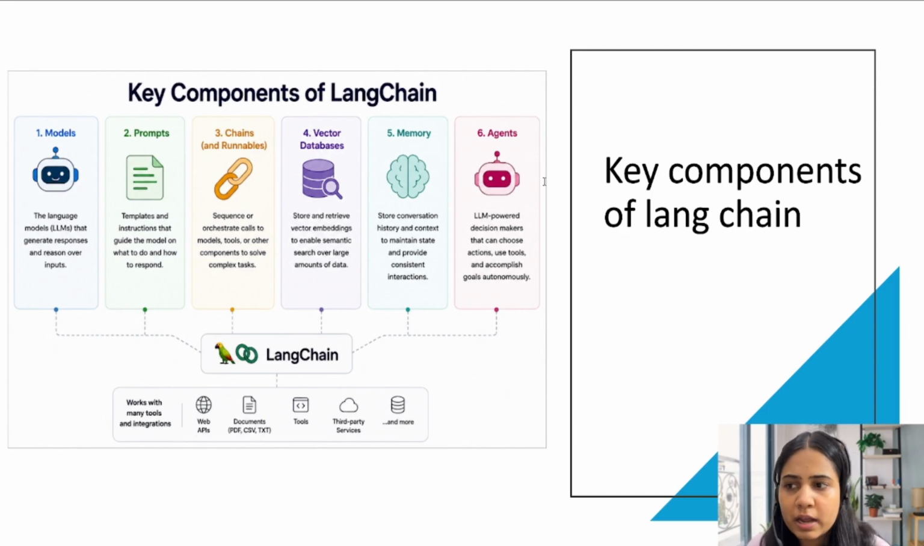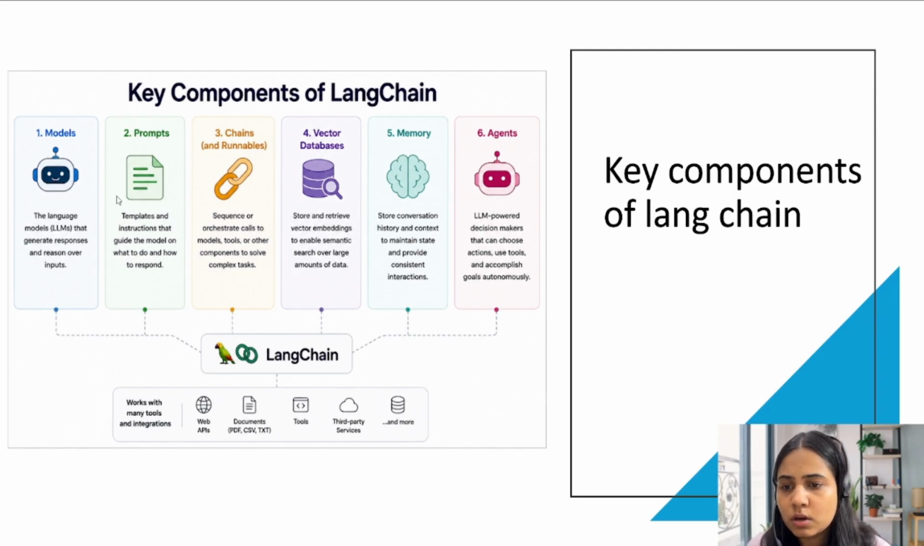Suppose if tomorrow I want to use Google Gemini in place of OpenAI, we can go and change the API key. We can switch one model to another model with a minimal change in the application. We don't need to go and change everything. All the code changes are not needed. We just need to use the LangChain interface for that. Okay, and this is the brain of the application. If we see, it mentioned, right, the LLMs that generate responses and reason over inputs.